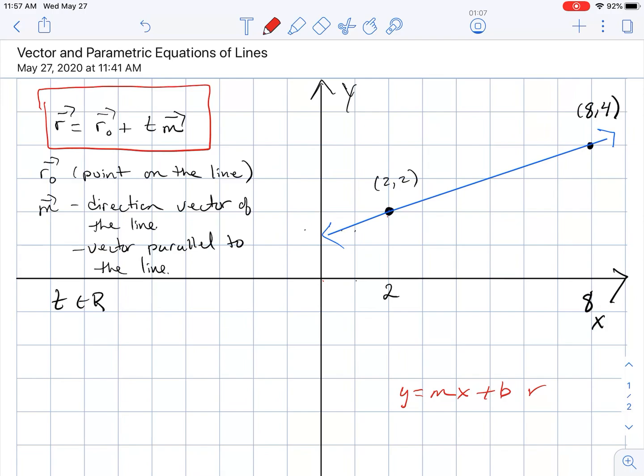So this isn't going to make a lot of sense until we actually see it. And once we see it and relate it to something we've already been working with, you should be able to make that connection. So let's just look at this line here.